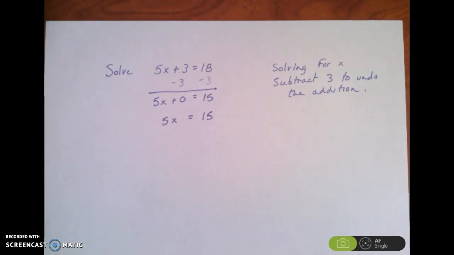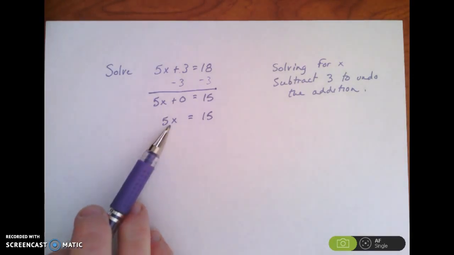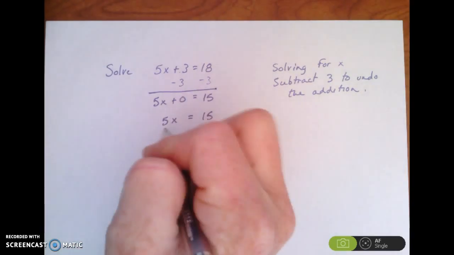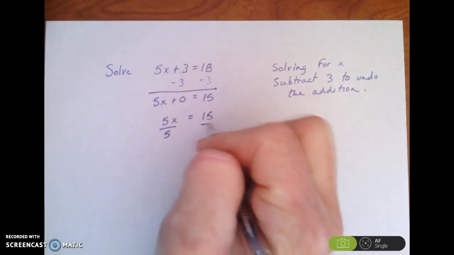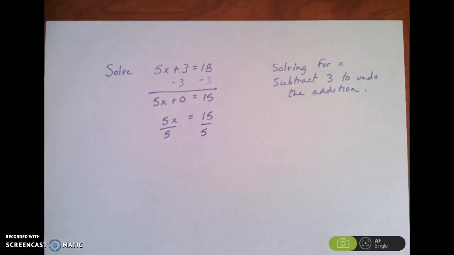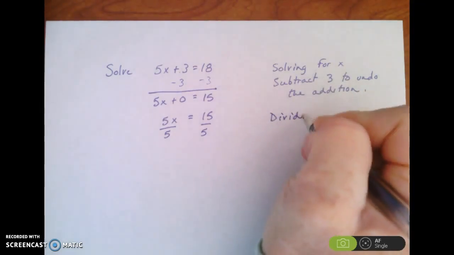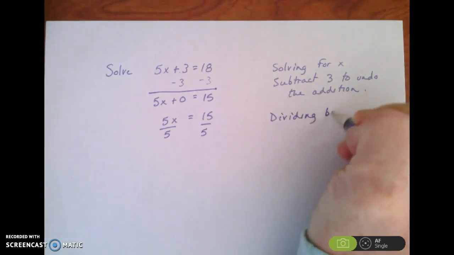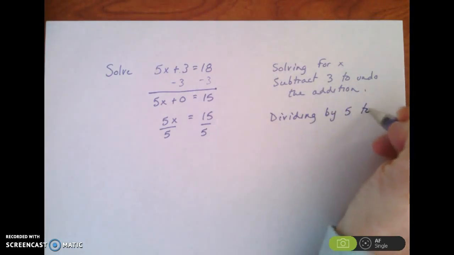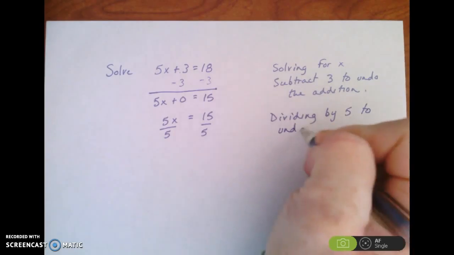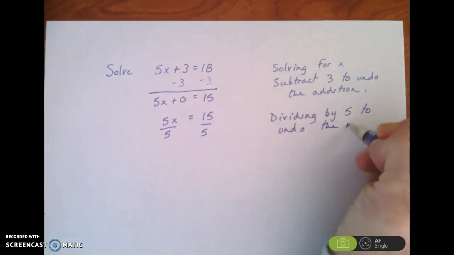We're almost done, but we need to undo the multiplication that is being applied to x. To do that, we need to divide both sides of the equation by 5. So we are dividing by 5 to undo the multiplication.